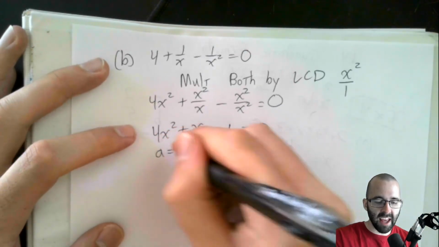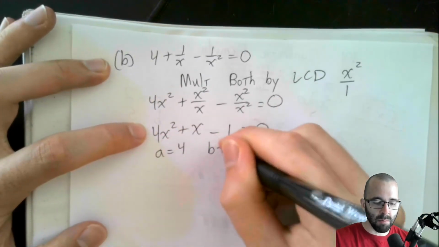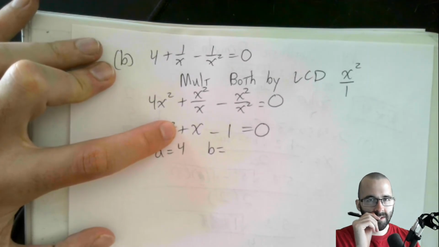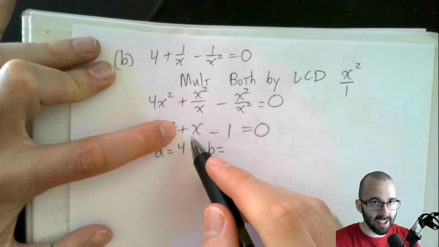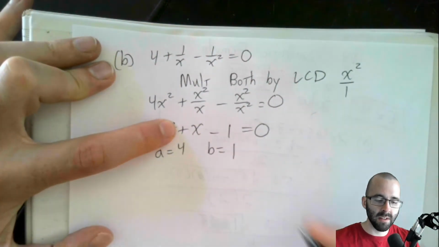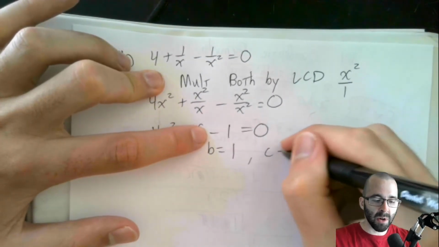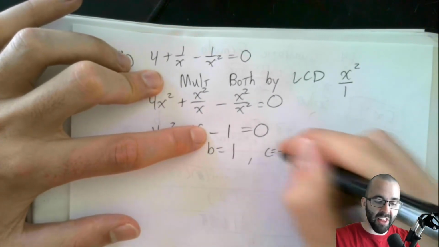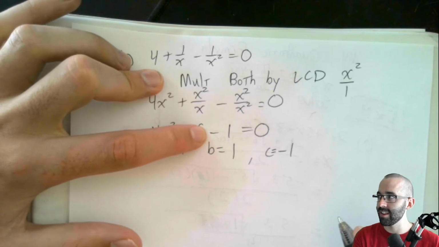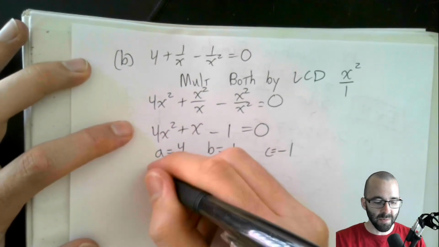And we can identify that a is 4. B is the coefficient of x. And again, sometimes if it doesn't look like there's a coefficient, there is. It's 1. And C is the final number. Do not forget that negative. It's very important.